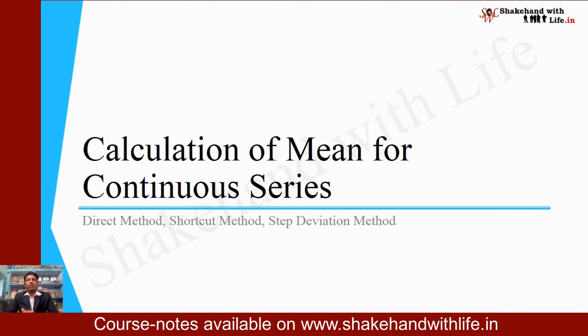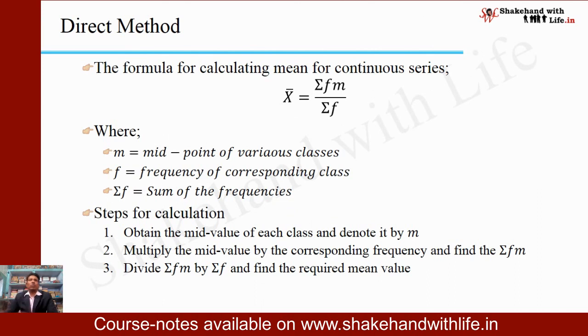Now here you will learn how to calculate the mean for a continuous series using the direct method, shortcut method, and step deviation method. For the direct method, the formula is X bar equal to sigma fm divided by sigma f, where m is the midpoint of the various classes. Here the continuous data series is given in class intervals, so you need to calculate the mid value of each class interval, and f is equal to the frequency of the corresponding class. Sigma f is equal to the sum of the frequencies.